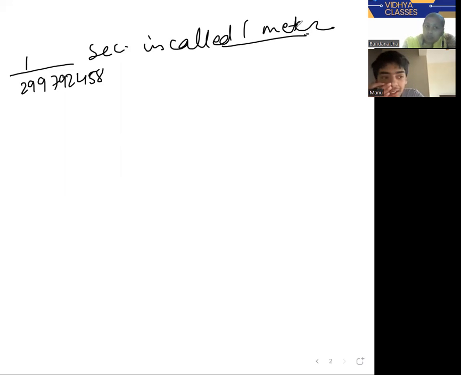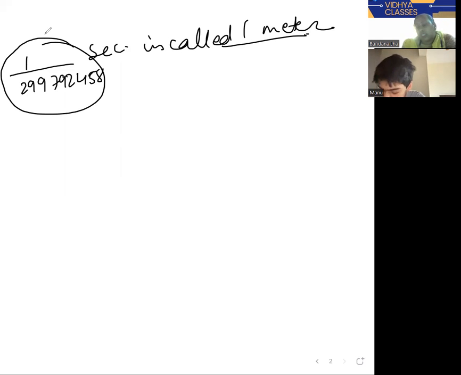So in 1 second light travels this fast? Yeah, that is 1 meter. When light travels this much in that fraction of a second in vacuum, then we will say that light has traveled 1 meter of distance. Is this clear? I will put it here, that will be better for me. Light in seconds.